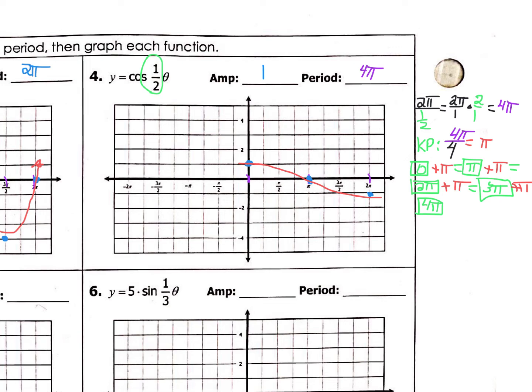So I'm going to continue with my purple lines to kind of remind myself. So if I'm counting by pis, my next one's going to be at negative pi and then at negative 2 pi. So if I started up at 1, my next key point is going to be 0, and then my next key point is going to be down to negative 1. So connecting these.